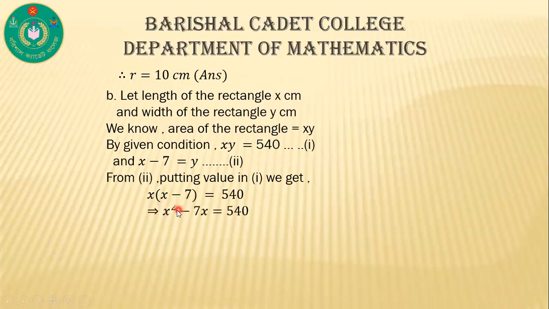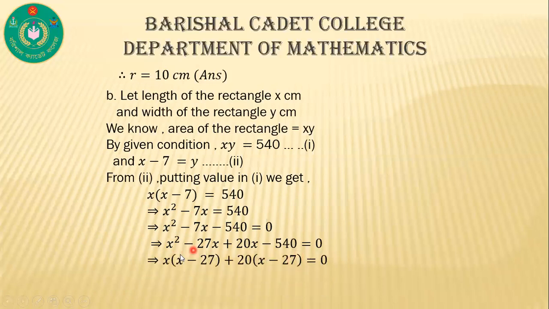Now multiplying this, we can write x square minus 7x is equal to 540. Now we can write x square minus 7x minus 540 is equal to 0. Now splitting the middle term, we can write x square minus 27x plus 20x minus 540 is equal to 0. Here x common, then we can write x into x minus 27, here 20 common, plus 20 into x minus 27 is equal to 0. Here x minus 27 is a common term. That's why we can write x minus 27 and x plus 20 is equal to 0.